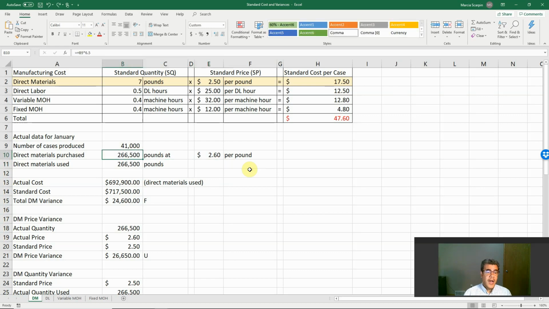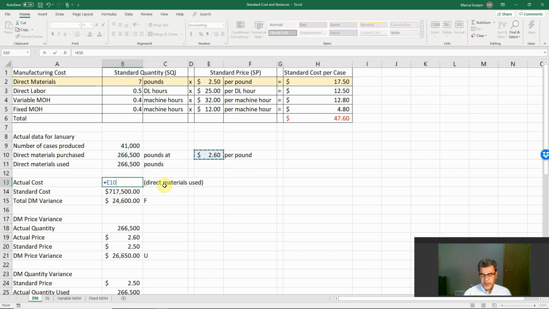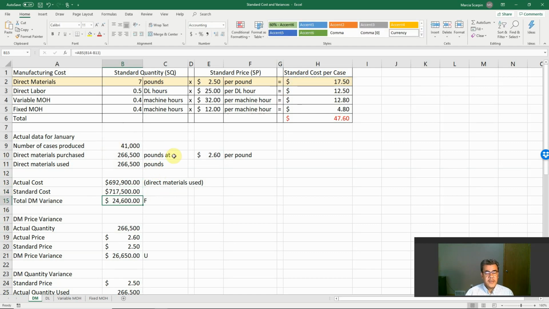Okay, so how do we find our actual cost? Here we work with direct materials used. So 2.6 times 266,500. Our standard cost, how do we find it? Standard cost per case times number of cases: 717.5 thousand dollars.